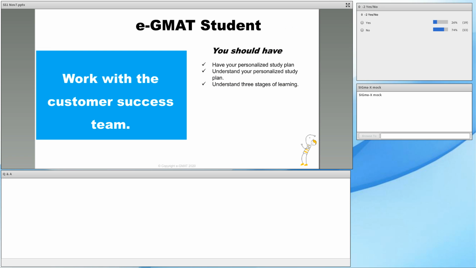If you're an e-GMAT student, you should already have your personalized study plan. You should have a good understanding of that personalized study plan. You should know those stages of learning, the map that I showed, where you learn concepts and methods, master, learn application, master application, and so on. You should know those things already.